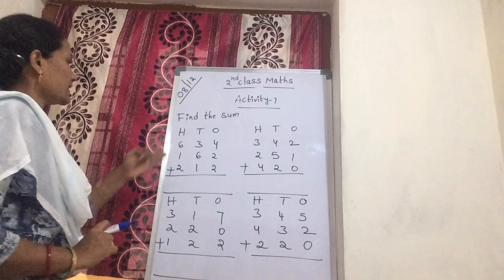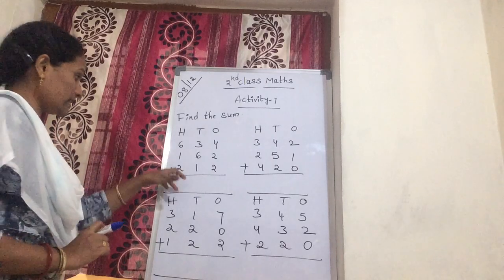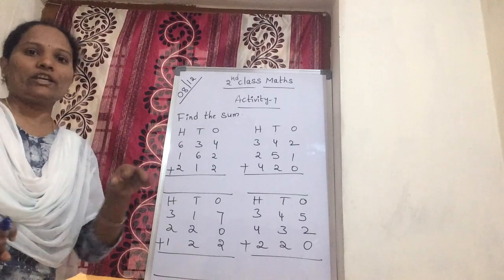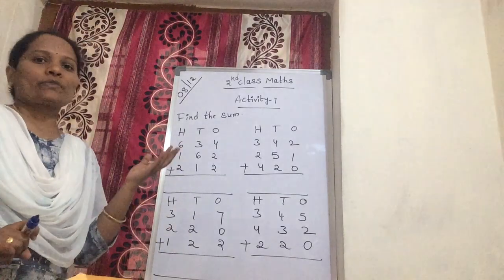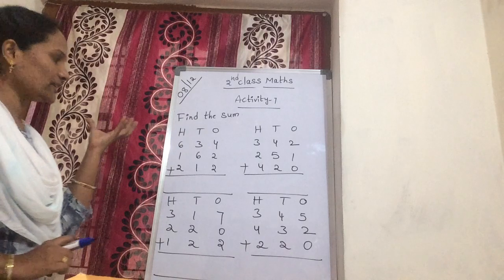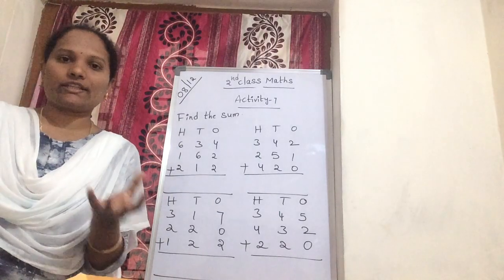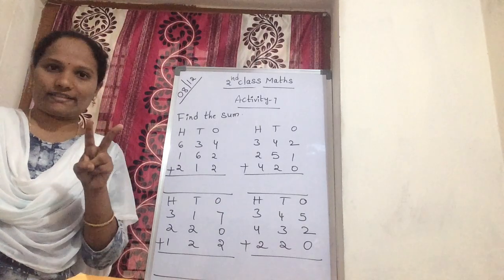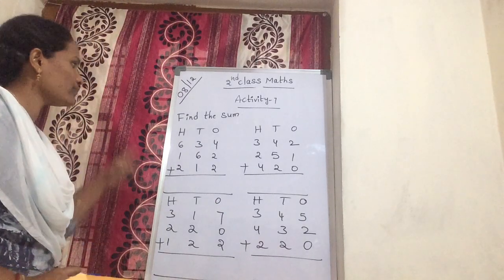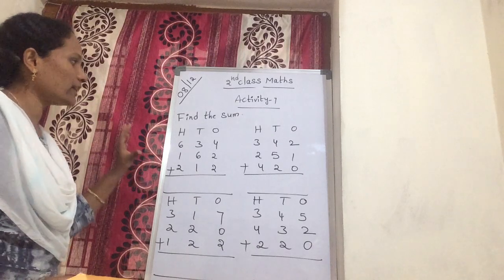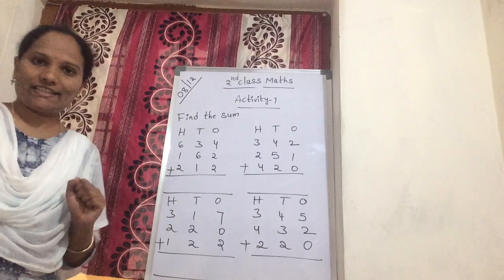Now, let's see, 3-digit numbers and you are adding 3 numbers. In your previous activity, you did only 2 numbers, and in 3 numbers you were adding but 2 digits. In this activity, you are adding 3 numbers and 3-digit numbers.